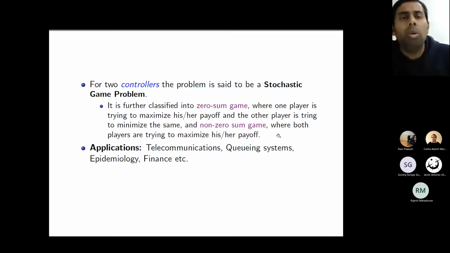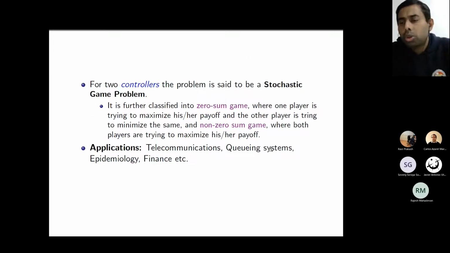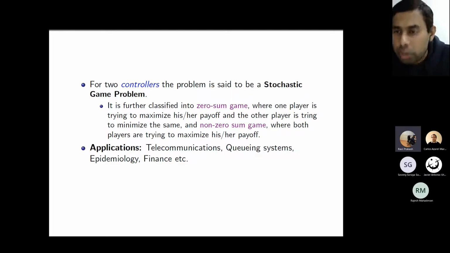Now, stochastic control problems have applications in a wide variety of areas in science and technology, namely in telecommunications, queuing systems, epidemiology, finance, and so on. Just to give a very simple example of a stochastic control problem, I said it has applications in finance, so let me give you an example from finance. Suppose you have a certain amount of money and you want to invest in certain stocks, or you want to build a portfolio. A portfolio is basically a collection of stocks.